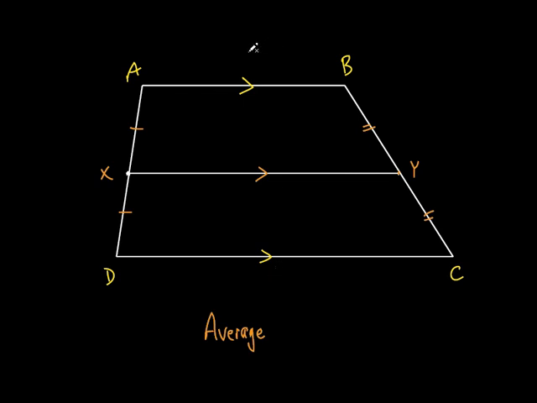So if this was 3 and this was, I don't know, 17, we'll go crazy. All right, 3 and 17. How would I find XY? I just find the average. How do you find the average of two numbers? You add them up and then divide by 2. So that's 20 divided by 2, which is 10, and that would be 10. Now, that was pretty easy.